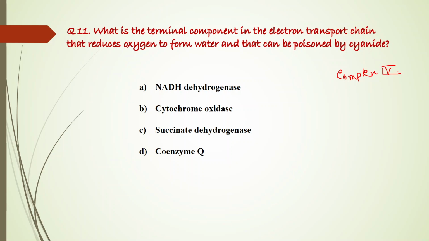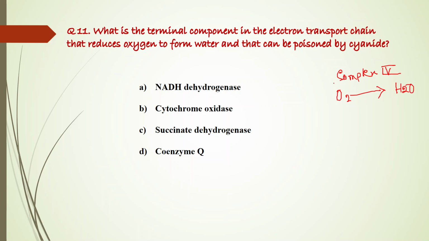So now if you do remember, we have 4 complexes, complex 1, 2, 3, 4, that are required for the synthesis of ATP. We have 4 complexes that are involved, and out of those 4, only complex 4 is involved in the reaction where you get oxygen to form water.